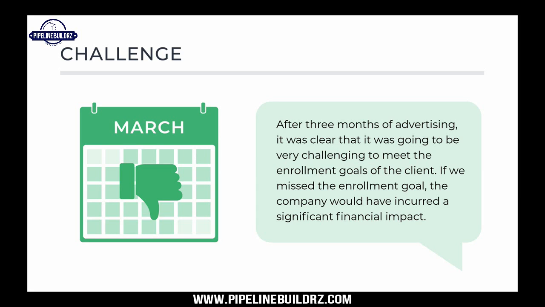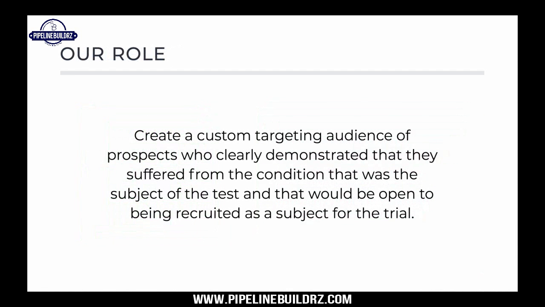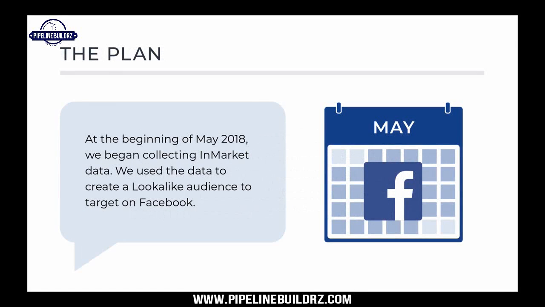So, gauntlet thrown down. Our role was going to be to dive into the data and create a custom targeting audience of prospects who clearly demonstrated that they suffered from the condition that was the subject of the test. That's number one. And that would be open to being recruited as a subject for the trial. Number two. The plan on the agency's part was simple. Once we had created and supplied the audience, they were going to hope against hope and launch a new Facebook campaign using our data and lookalike audiences created from that data. That effort began in May of 2018, and they had 4 months to meet the recruitment goal.